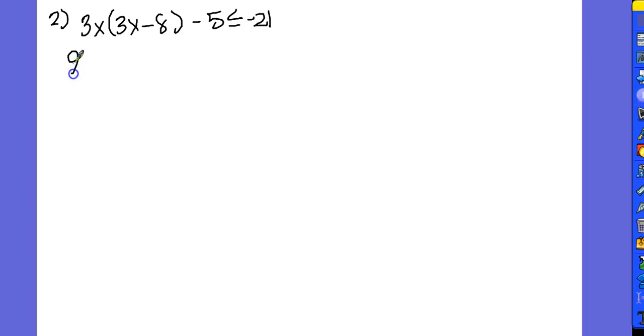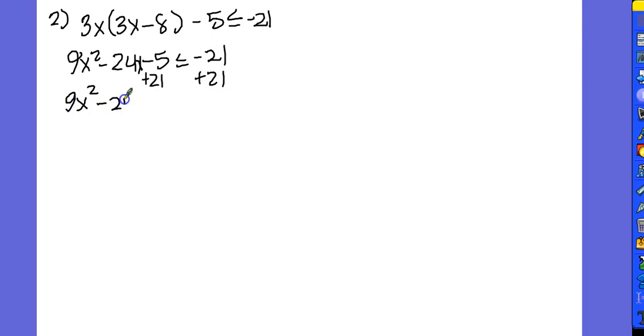Let's multiply. So that's 9x squared minus 24x minus 5 less than or equal to negative 21. In our quest to put it in standard form, we're going to add 21 to move it over here so that we can get our 0. 9x squared minus 24x plus 16 is less than or equal to 0.